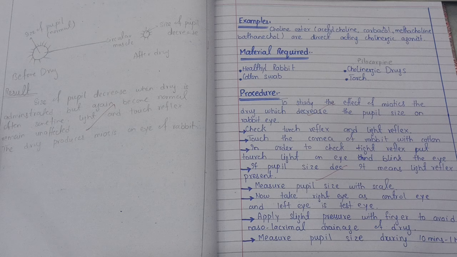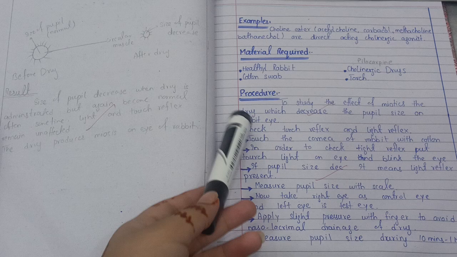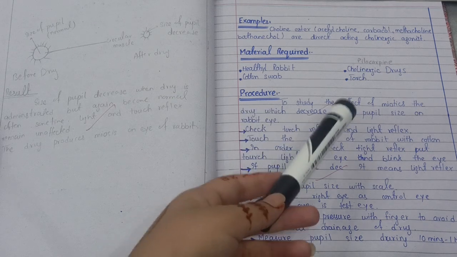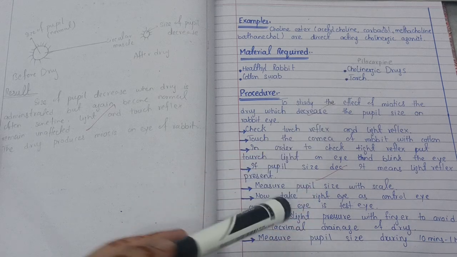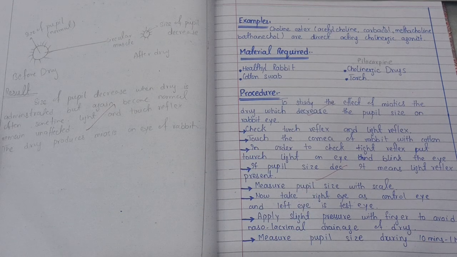you can put these drugs into the rabbit eye. Next we will discuss what kind of material you need in order to find out the cholinergic agonist activity. You need a healthy rabbit whose touch reflex is positive and whose light reflex is positive. You need a cotton swab so that you can find out the touch reflex. You need a cholinergic drug. Mostly you will use the pilocarpine drug, which is easily available, and you will put that drug into the rabbit eye, and you will need a torch so that you can find out the light reflex.